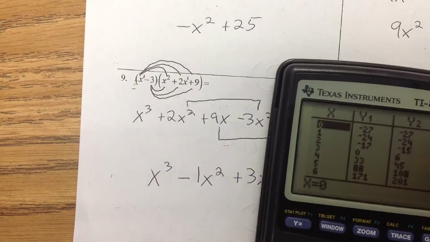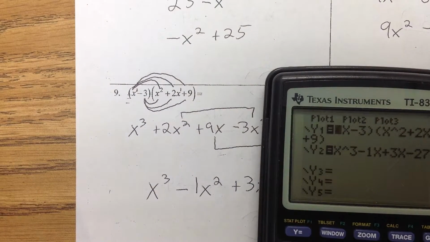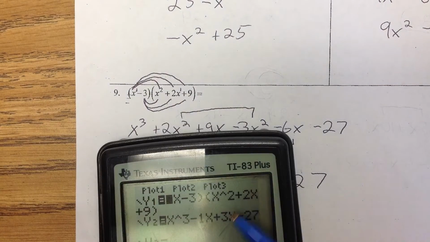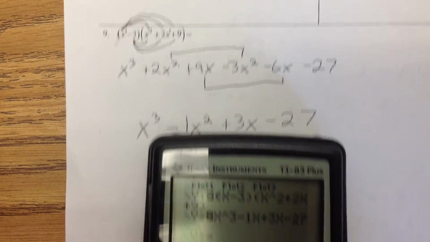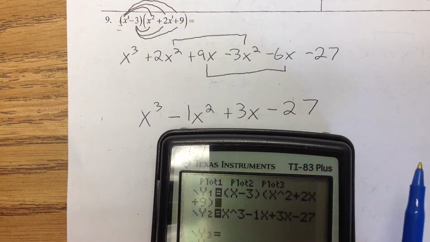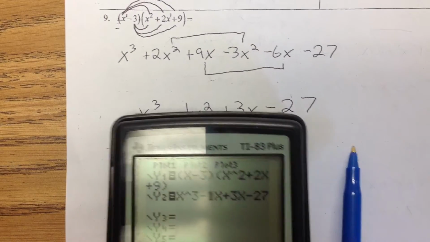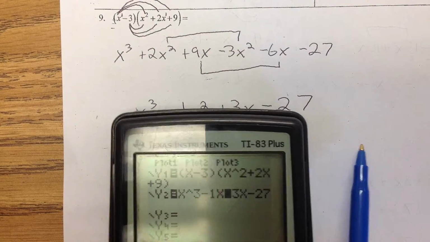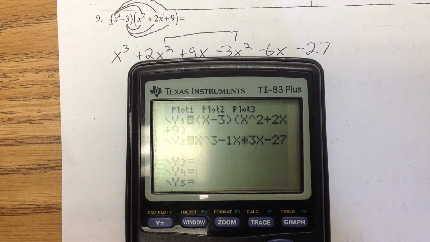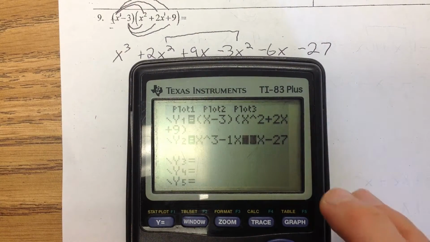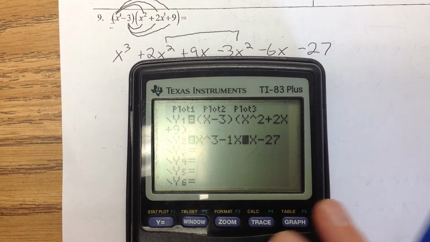All right, every single one of those matches, which show, whoa, they're not matching. Did I type something in wrong? Let's take a look. x minus 3, x squared plus 2x plus 9, that's good. And then down here I have x cubed, oh, there it is. I typed in minus 1x, and it should have been minus 1x squared. So let's change that. We're going to put in an x squared.